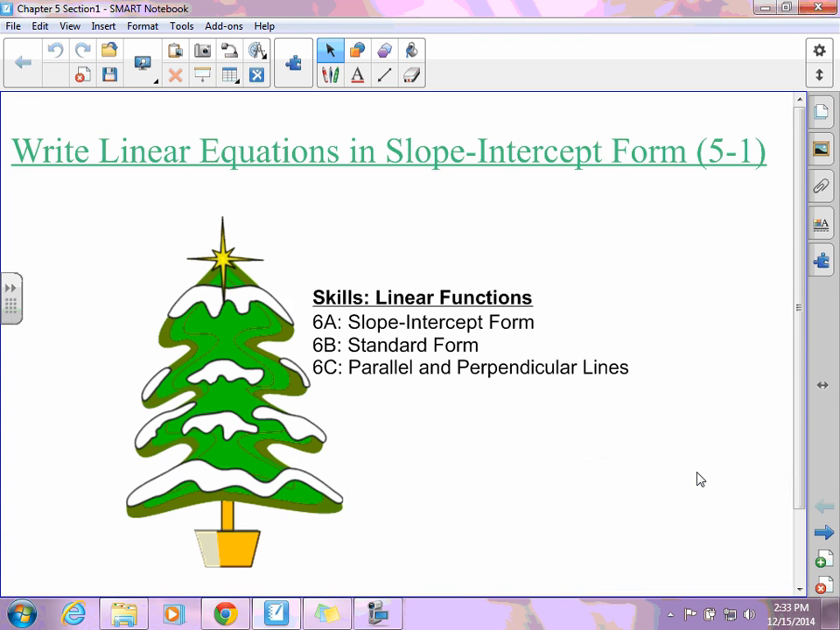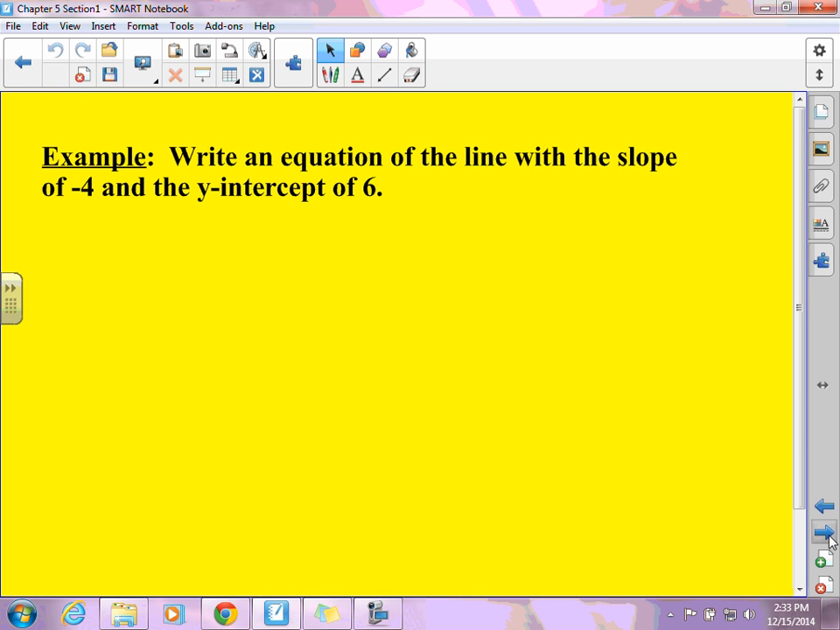Today what we're going to do is write linear equations in slope-intercept form. You'll find this in Chapter 5, Section 1 of your textbook. It's primarily covered in 6A, standard slope-intercept form. So let's get started.